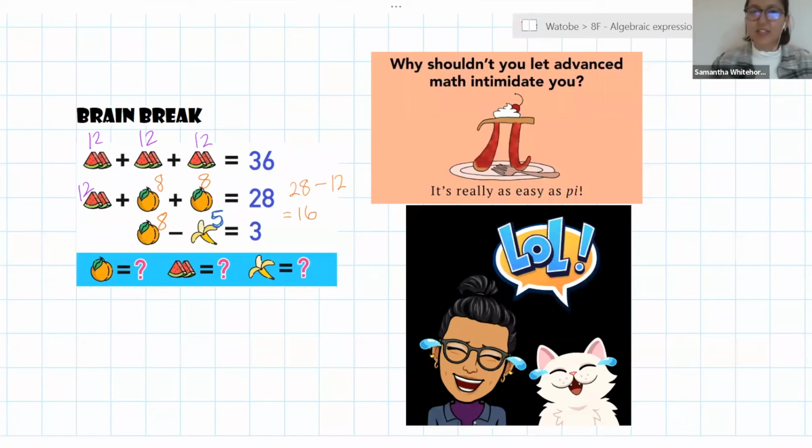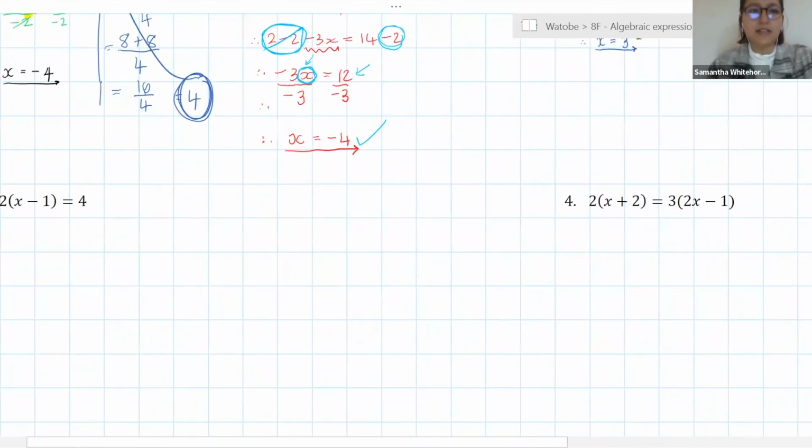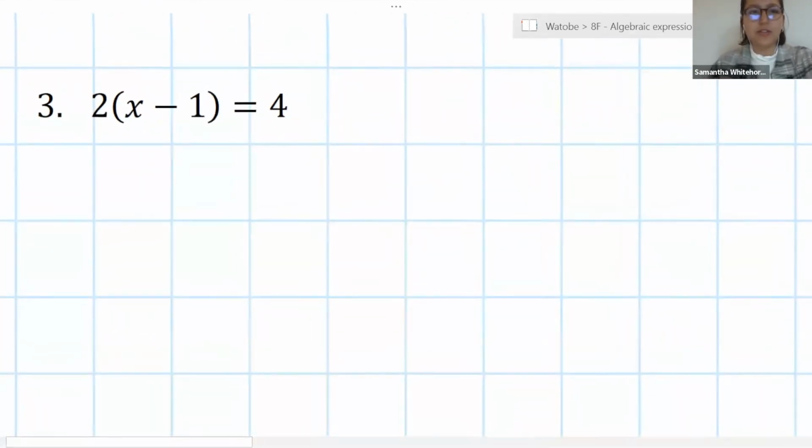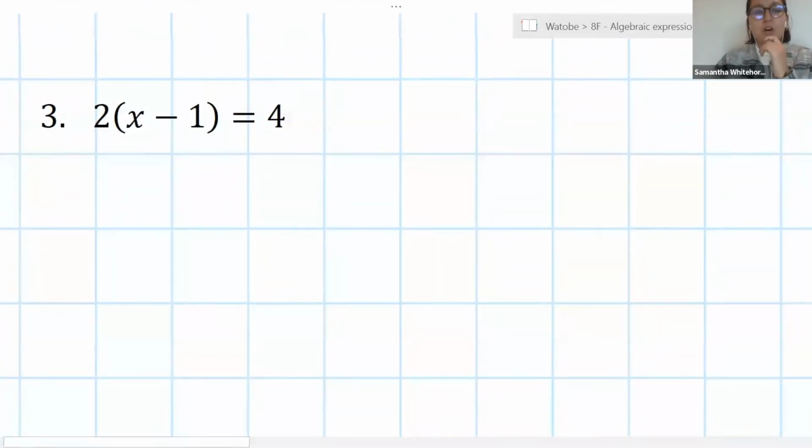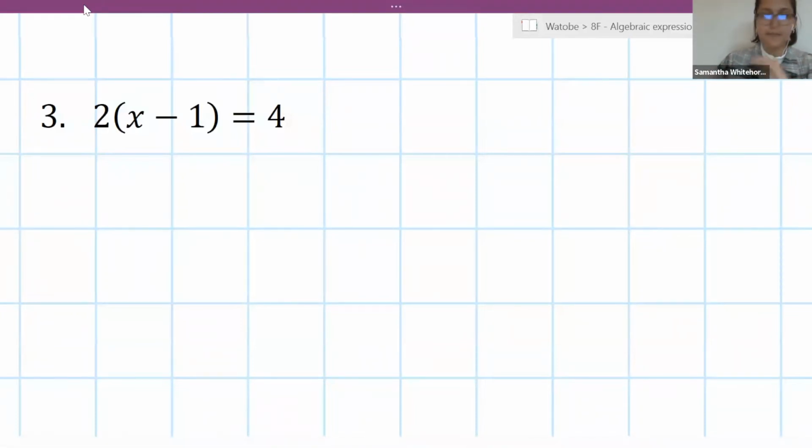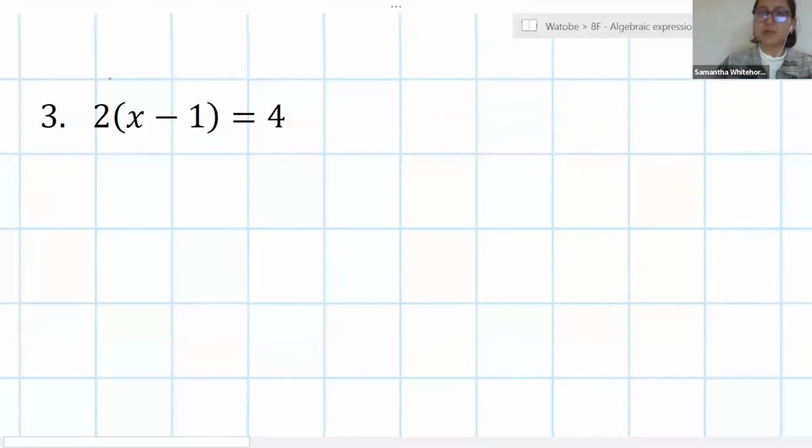Okay, so let's have a little look at our next example. So question 3, we've got 2 times x minus 1 equals 4. So this is no longer fractions, but distribution. I'm going to explain this one and then we'll do another example and keep going. When we see brackets in an equation, we have to distribute. That's the first thing I'm going to do, because it gets rid of the brackets. I know what I'm working with.